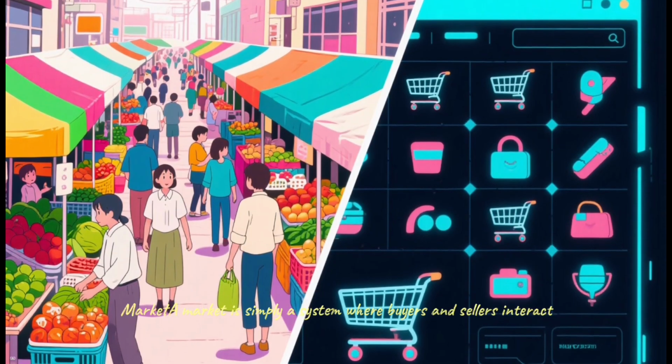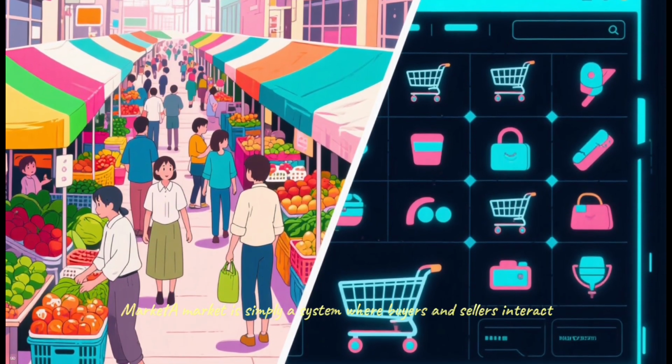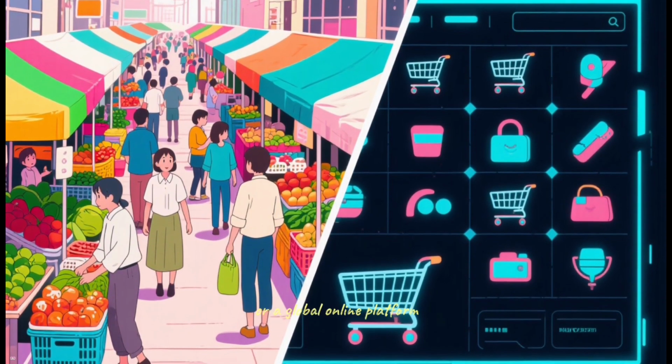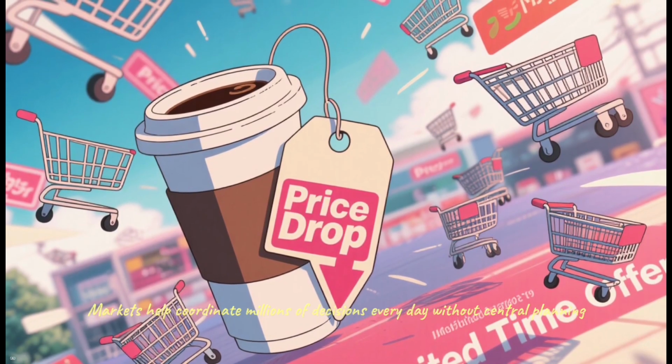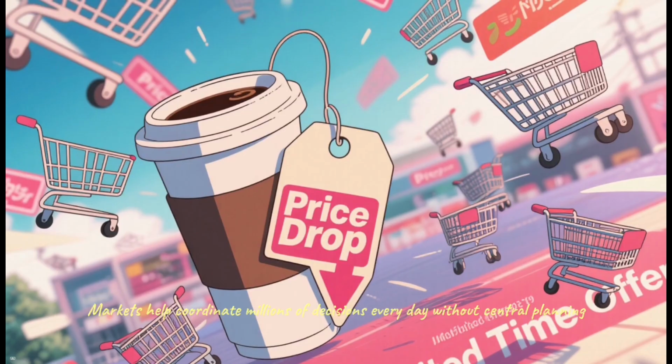A market is simply a system where buyers and sellers interact. It could be a physical market or a global online platform. Markets help coordinate millions of decisions every day without central planning.